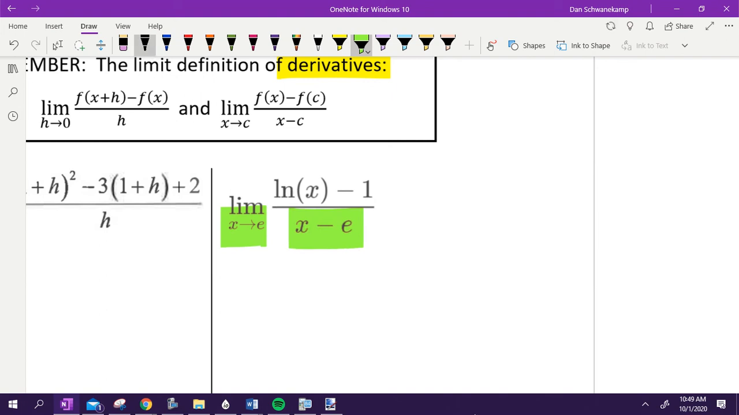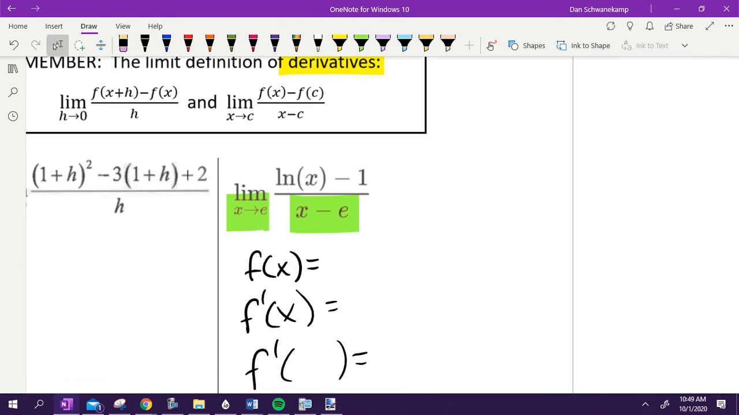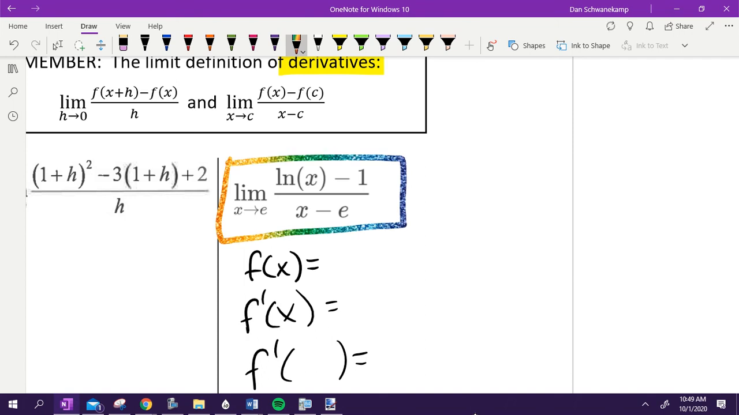All right, so as soon as I recognize that, I'm like, all right, I got to find a derivative. That means I need to know what my function is. I need to know what the derivative of the function is. And then I'm going to find the derivative at a certain value. So based off of this is the formula that you have here. You know that it looks like this. Talk with your neighbor and figure out what you think f of x is going to be.